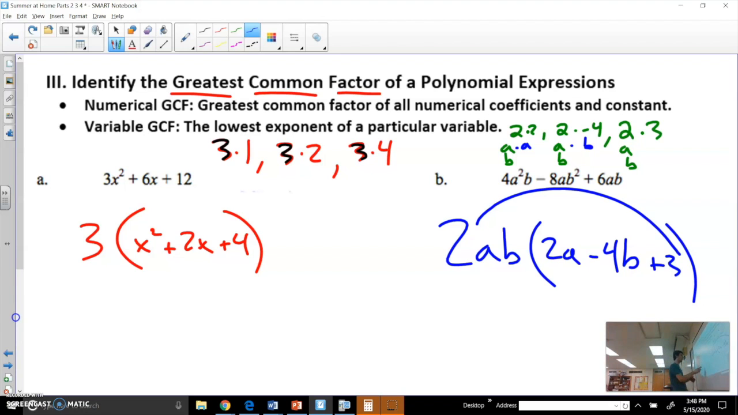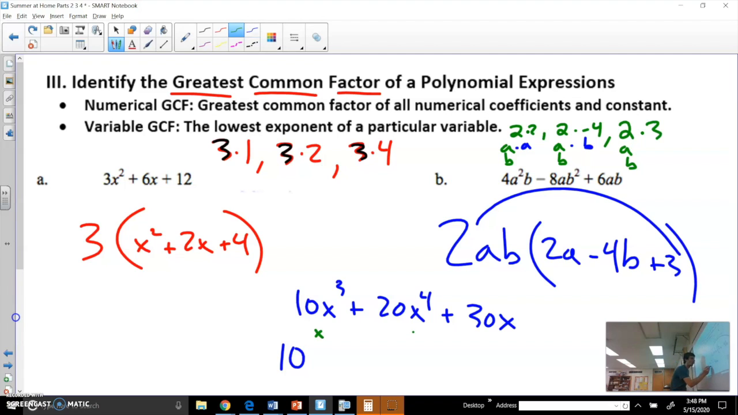So maybe I'll do one more example. 10x to the third plus 20x to the fourth plus 30x. So if I'm looking at the constants 10, 20, and 30, they're all divisible by 10. In terms of x's that they have in common, they have up to 1 in common. Really locking in on this last one, it only has 1 to give. Maybe the other ones have extras. That has 2 extra. This one has 3 extra. But what they have in common is just one of these x's.